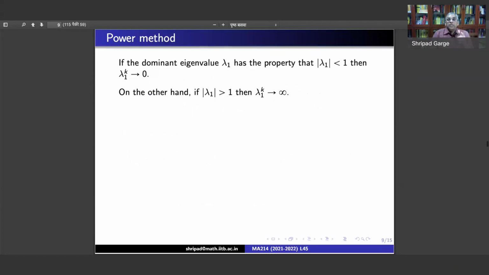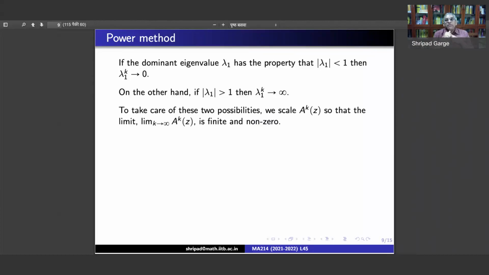Another possibility is that your lambda 1 might be bigger than 1 in modulus, and then lambda 1 to the power k will shoot to infinity. You might get a very big vector, a vector with big entries. This is what is called an underflow or an overflow. So we want to change our method slightly so that this situation is avoided. What we do is scale the vector A^k z at each step so that the limit we get is a finite quantity and a non-zero vector.